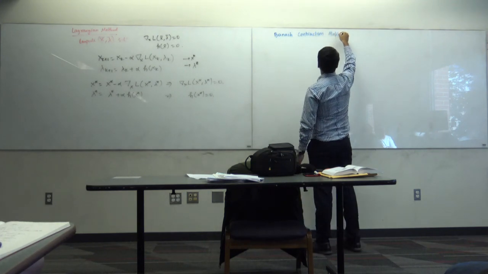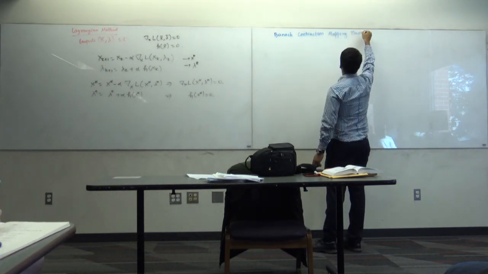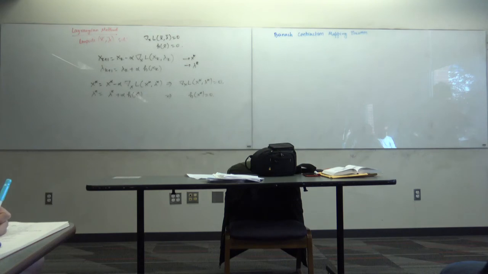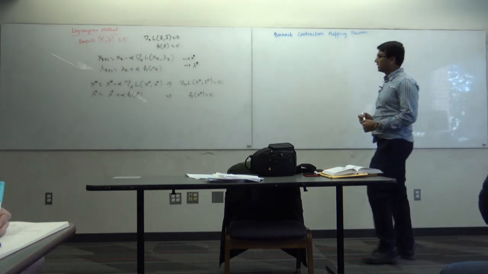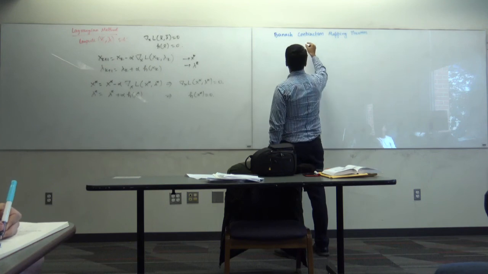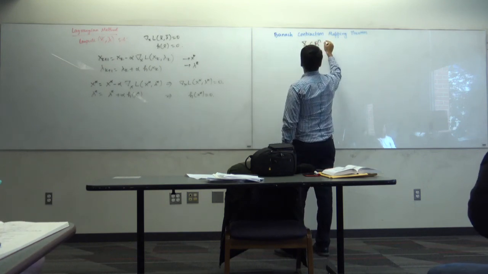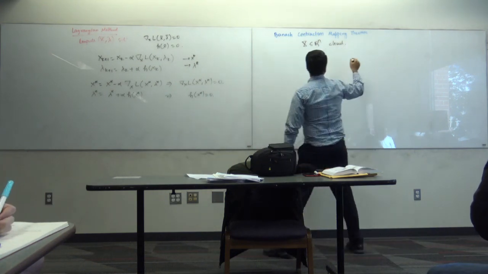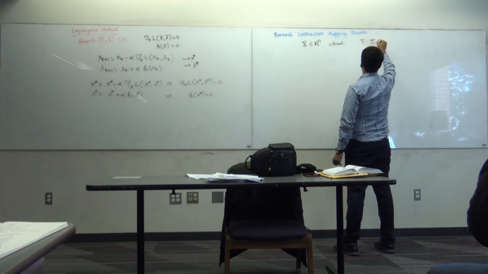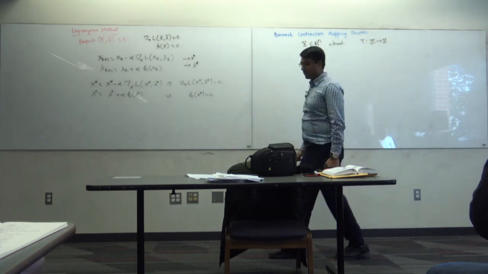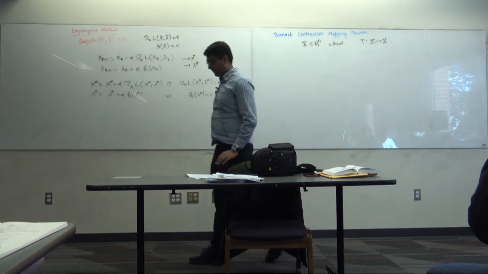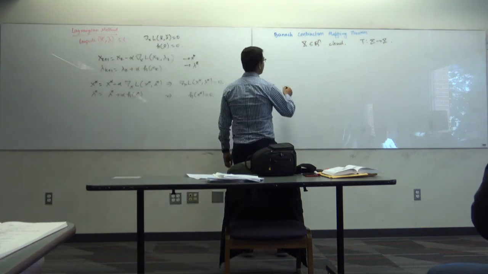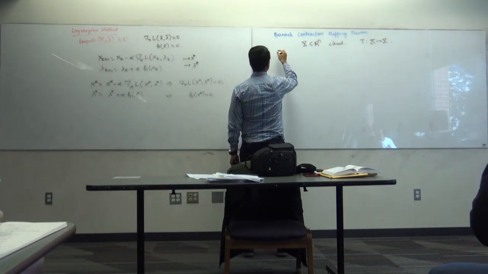Contraction mapping theorem. Okay, so let's study what this theorem is. So I have X, which is a subset of Rn, and it's closed. I have a map T from X to X. And T satisfies a condition that is known as the contraction condition. So T is a contraction.